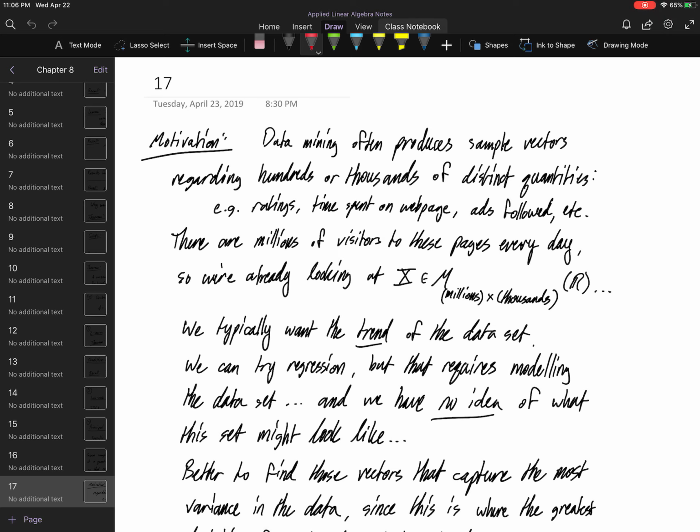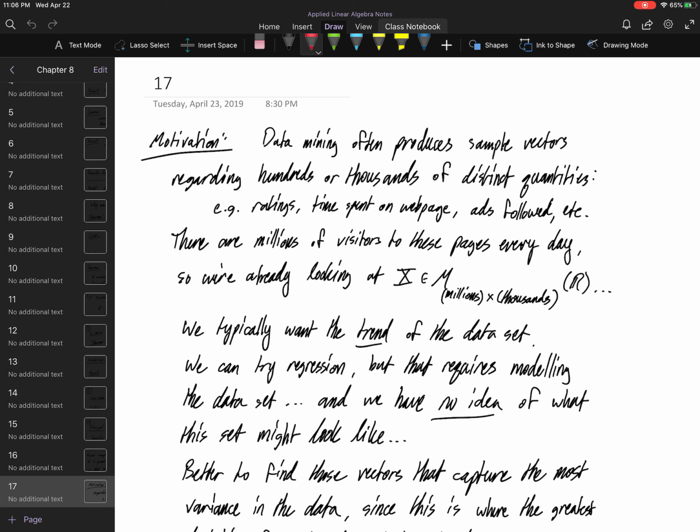There are millions and millions of visitors to web pages, and frankly, that's probably even an underestimate. It's probably on the order of billions. There are billions of visits to websites in a given day. So we're already looking at a gigantic data matrix that we have to parse through. And this is impossible for us to do with our puny human minds. We do not have the capacity to organize that much information and make any sense of what's happening.